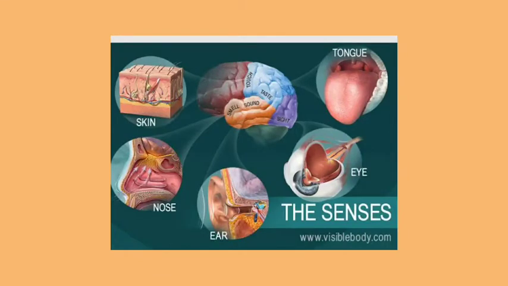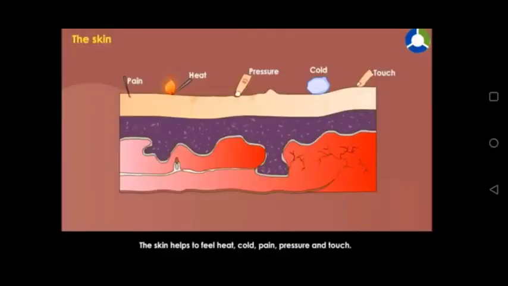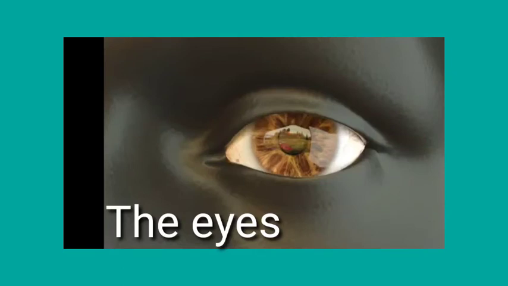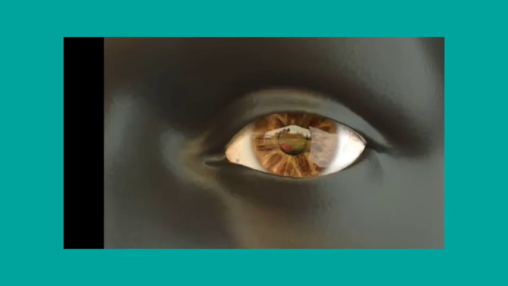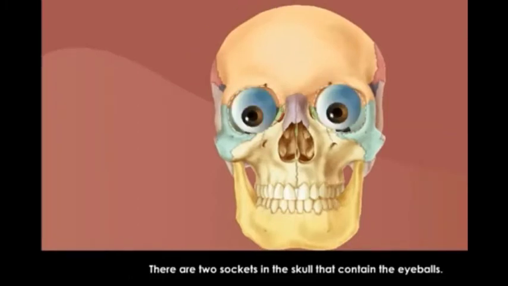Certain organs in our body help us to sense the things around us. Through them we are able to see, smell, taste, feel and hear. These organs are called sense organs. The eyes, the ears, the nose, the tongue and the skin are the sense organs in our body. Now let's begin to study the eyes. The eye is the sense organ of sight. The skull contains sockets that protect the eyeballs from any injury.